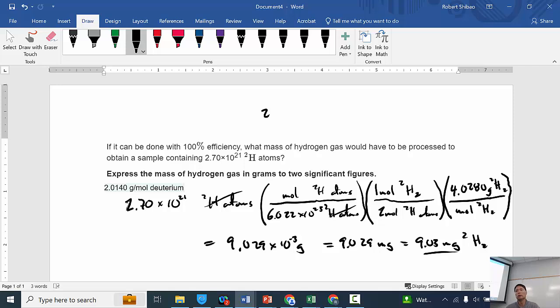I'm still kind of confused why we didn't use the percent abundance of deuterium. Like, what is the 100% efficiency? It says that's wrong. It says it's wrong? That's odd.